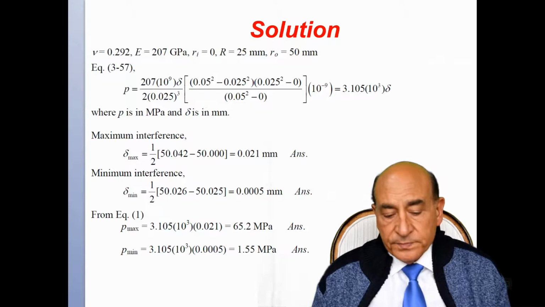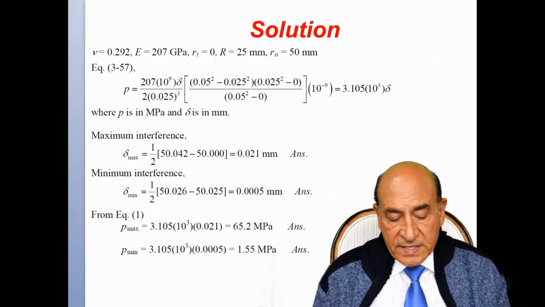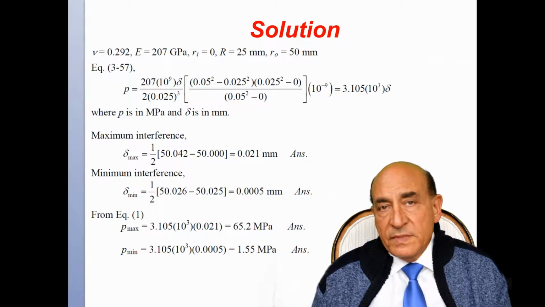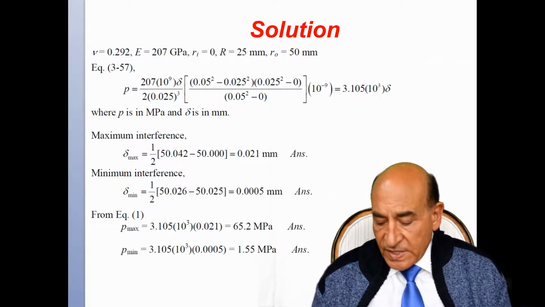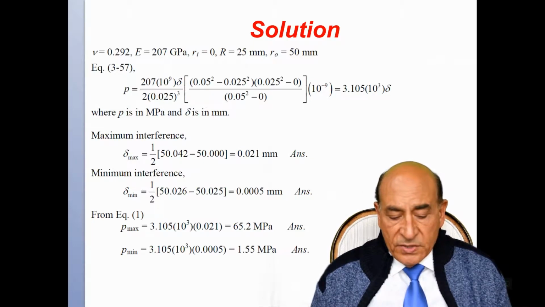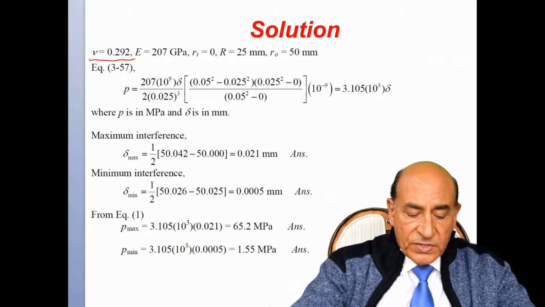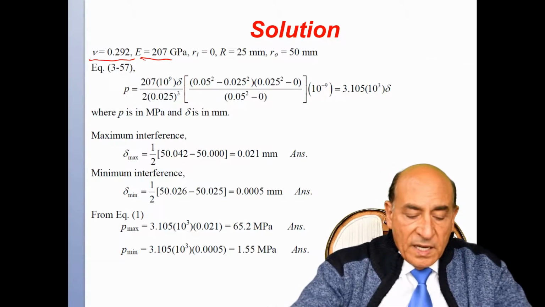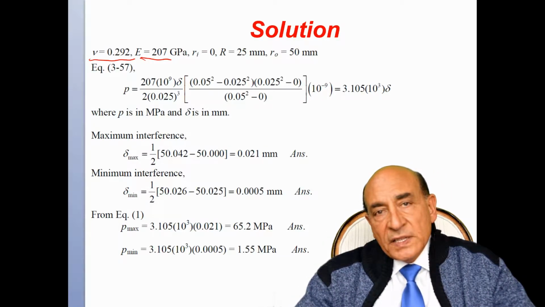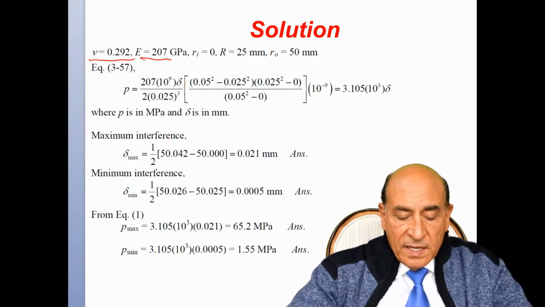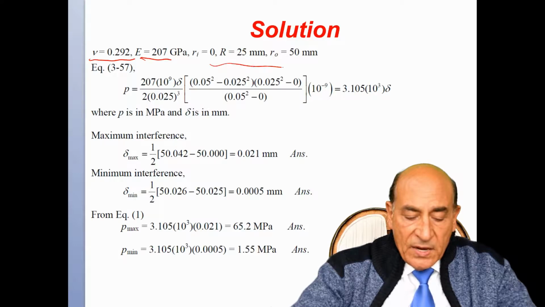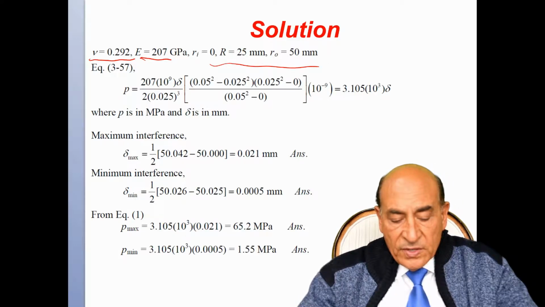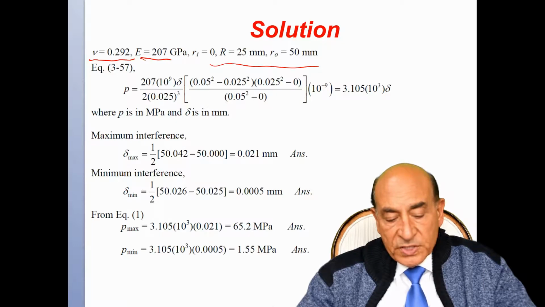And we note here that the materials are not specified in this case, but if we assume they're the same, then we just need 2 elastic constants, one Young's modulus and one for Poisson's ratio. So here is the solution. Poisson's ratio for the steel is close to 0.3, it says 0.292. For the steel, the Young's modulus is 207 GPa.